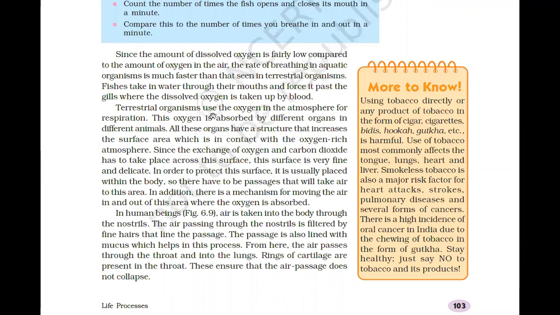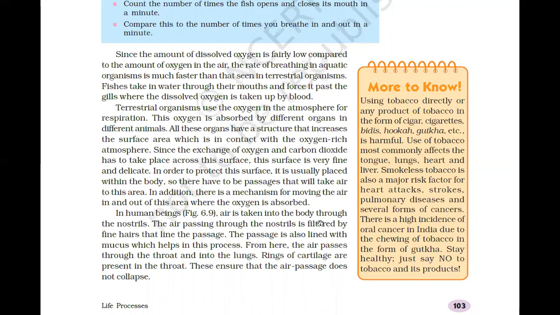Terrestrial organisms use the oxygen in the atmosphere for respiration. This oxygen is absorbed by different organs in different animals. All these organs have a structure that increases the surface area which is in contact with the oxygen-rich atmosphere. Since the exchange of oxygen and carbon dioxide has to take place across this surface, it is very fine and delicate.